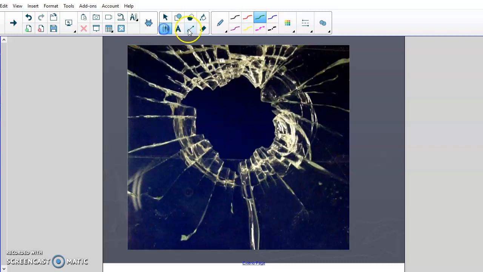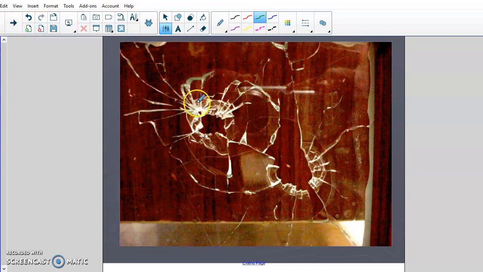And again, here's another example. You can see here, these are all the radial fractures, the ones that are going outward. Okay, and there's a whole bunch. And then here's the concentric. You've got a concentric here, you've got a concentric here, here, here. They're the circular ones. Okay.